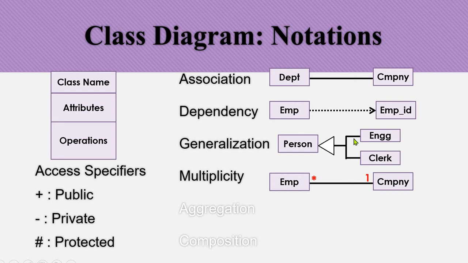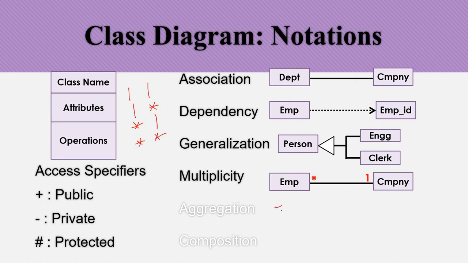And next we have the multiplicity, where you can define the number of entities linked with each other. So here, for example, multiple employees are working for one company. So here the star is representing a relationship of multiple. So multiple objects of employee class are linked with or associated with one company. So here the multiplicity can be 1 to 1, 1 to many, many to 1, or many to many.